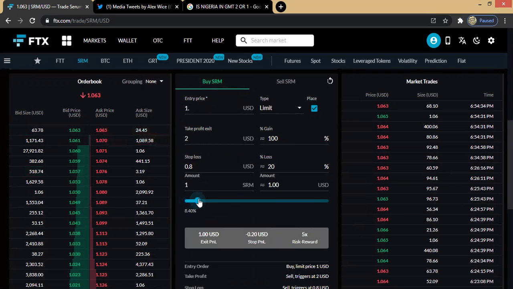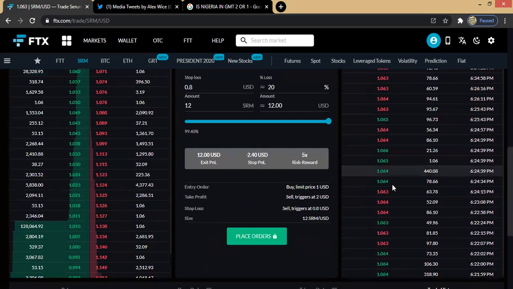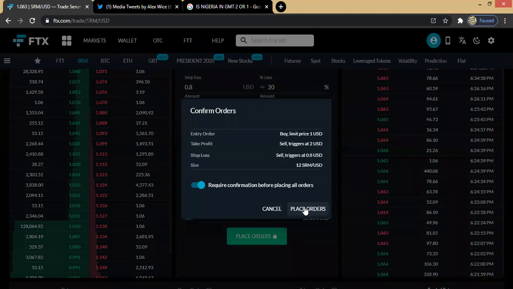Then I would have to check this depending on what amount of money I want to use. Do I want to use all the money I have, whatever quantity of my money I intend to use? I could just drag this button to the extreme. If I intend using 100% of it, I drag this to the edge. Then I come down and check all this: buy entry order, buy limit at $1, take profit triggers at $2, stop loss $0.8, size that's 12 Serum. I go right ahead and place my buy, place orders.